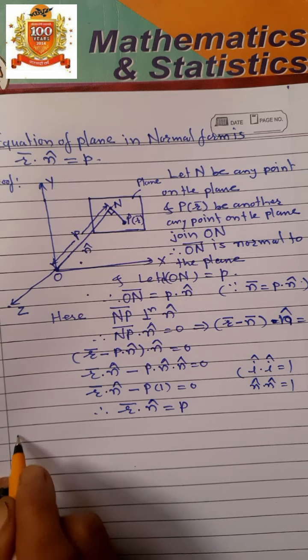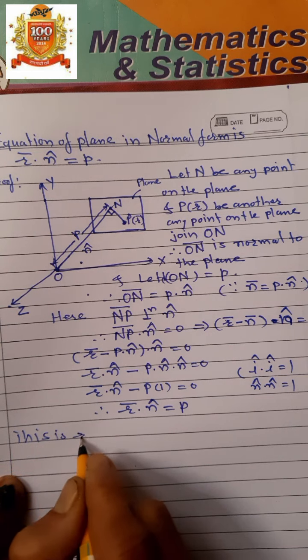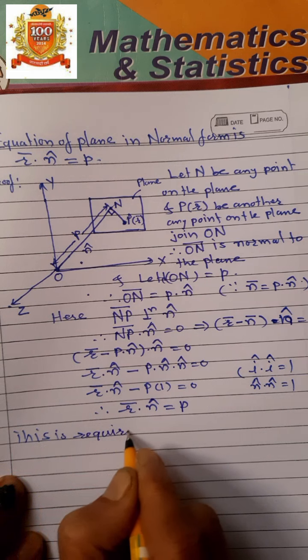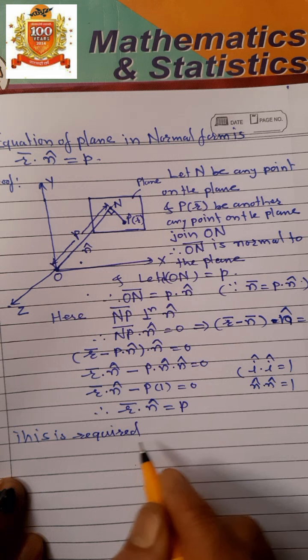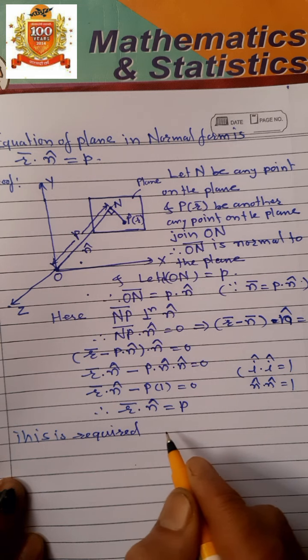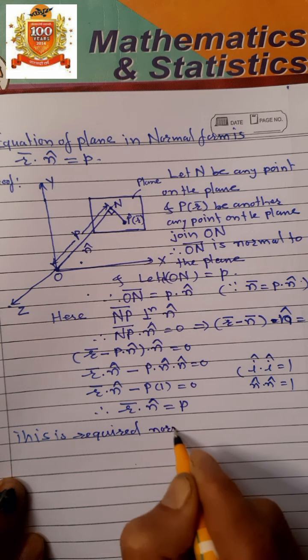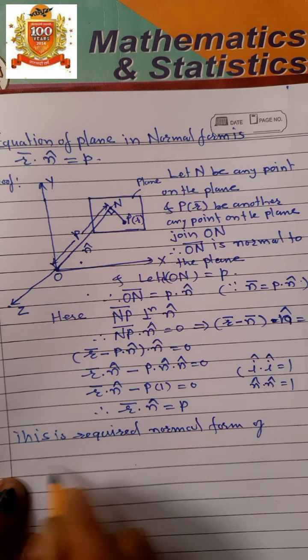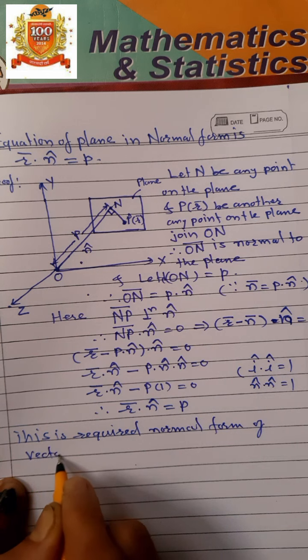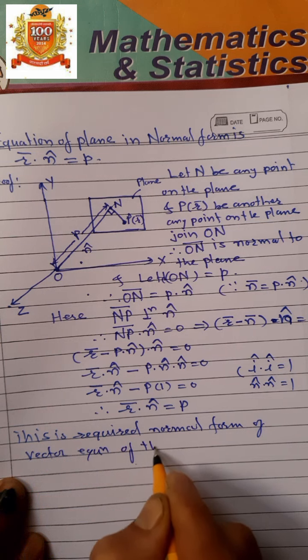This is the required normal form of the vector equation of the plane.